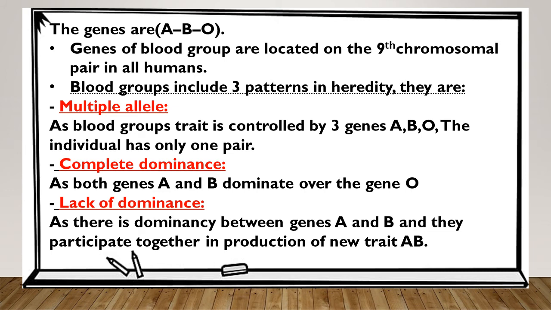The third case here is a case of lack of dominance, as there is no dominancy between genes A and B. Both of them are strong, and they participate together in the production of a new trait, which is called AB. So when the individual has gene A and gene B, we call that the blood group of this individual is AB, as no gene here dominates over the other. Both genes are strong.